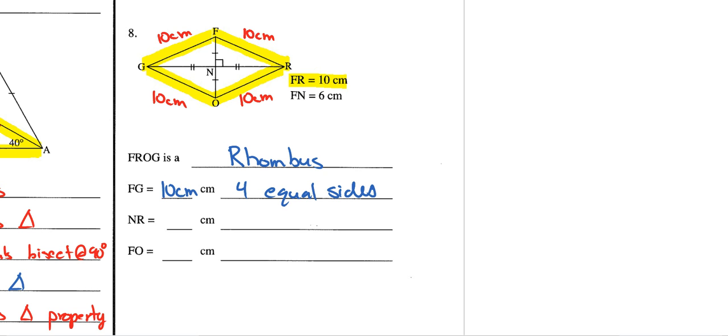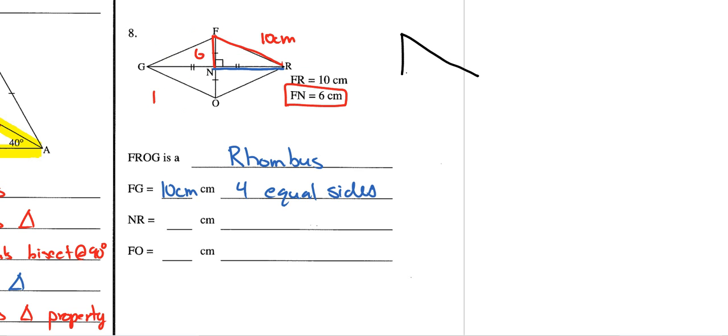Okay, the next question is, what is NR? And in order to find NR, what you need to do is apply the Pythagorean theorem. So I know that this length right here, FR, is going to be 10 centimeters. And I know that FN is going to be 6 centimeters. And the question is, what is going to be NR, which is this part right here in blue. So if I redraw this triangle on the side right here, with the 90-degree box here, I know this is going to be 10, this is going to be 6. I need to find this x value right there, which represents NR.